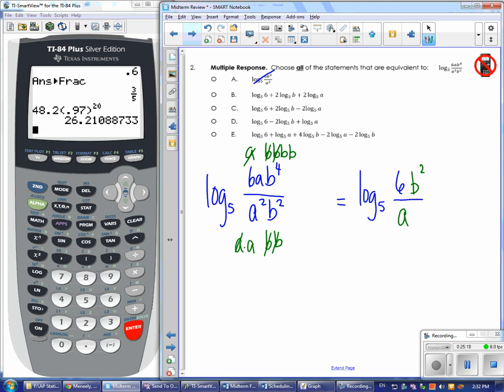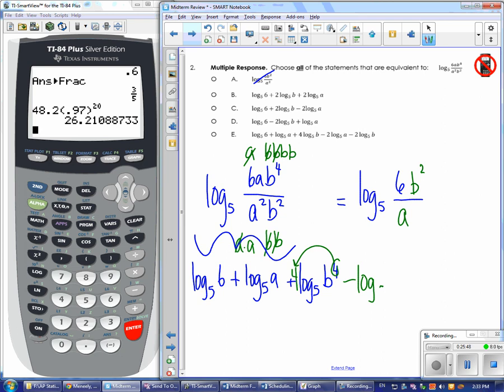If I rewrite this first quantity, I'm going to have the log base 5 of 6. I'd want to add the log base 5 of a, and then I'd also want to add the log base 5 of b to the 4th. And remember, I can take that 4 and put it out in front. Then the quantities on the bottom, I'd want to subtract. So I'd have minus log base 5 of a squared. Also, because the b squared's on the bottom, I'd need to subtract the log base 5 of b squared. And both of those exponents would come in front.